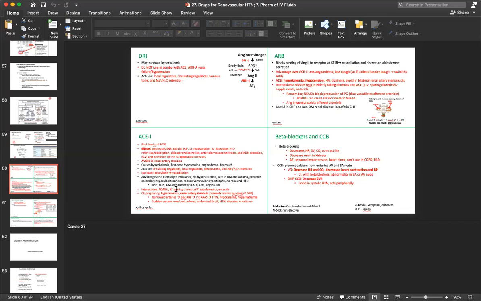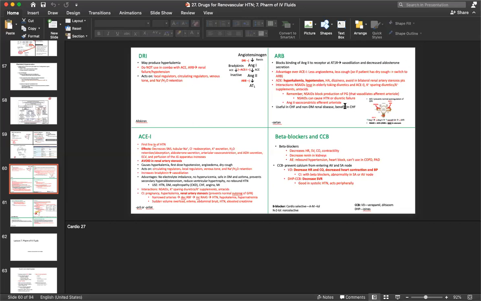If a patient is on an ACE inhibitor and develops a cough, this could be due to the increase in bradykinin, which causes vasodilation and can also cause swelling of the lips and tongue. That's angioedema, so they would need to stop that as well. If that is the case, we would switch them to an ARB.